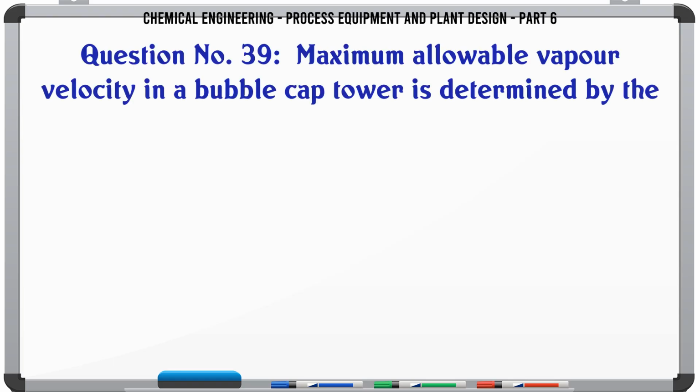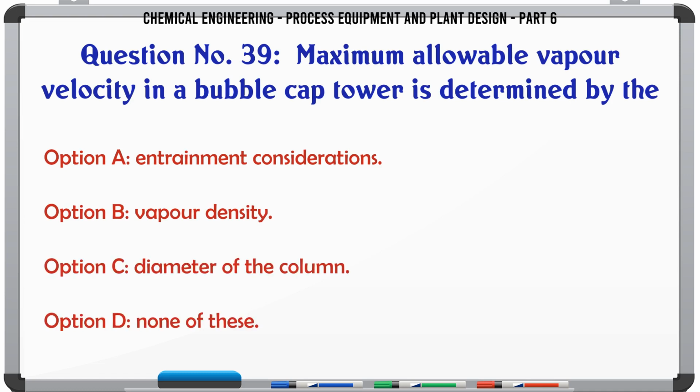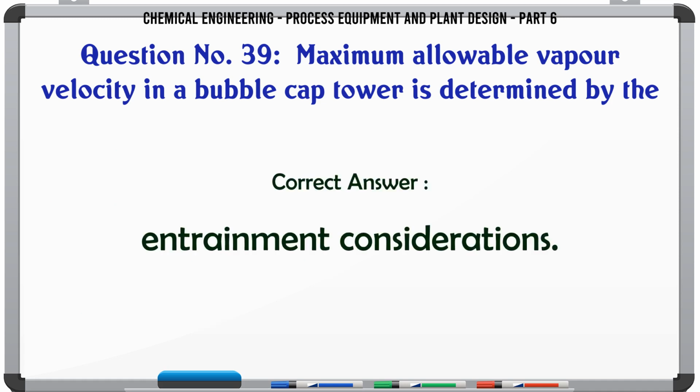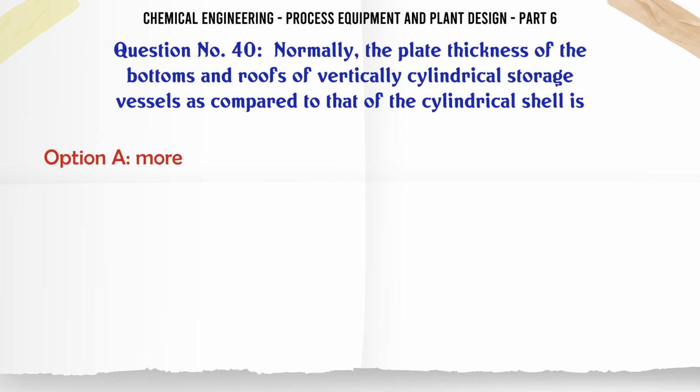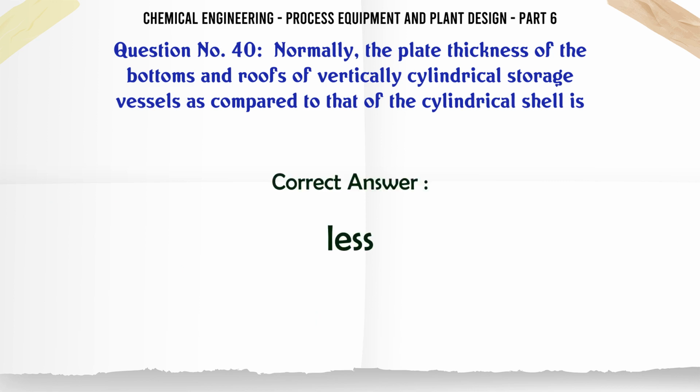Maximum allowable vapor velocity in a bubble cap tower is determined by A. entrainment considerations, B. vapor density, C. diameter of the column, D. none of these. The correct answer is entrainment considerations. Normally the plate thickness of the bottoms and roofs of vertical cylindrical storage vessels, as compared to that of the cylindrical shell, is A. more, B. less, C. same, D. more or less depending upon the pressure and temperature inside the vessel and the nature of the fluid contained therein. The correct answer is less.